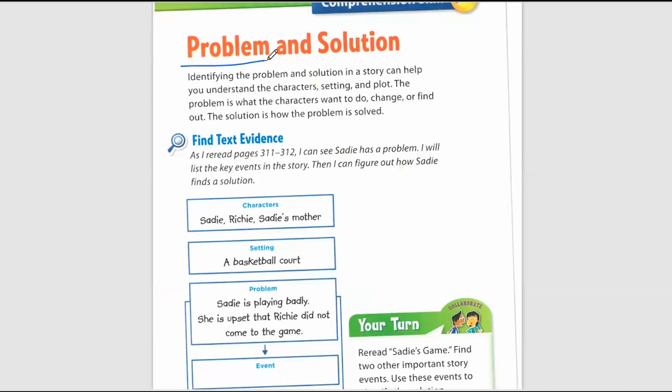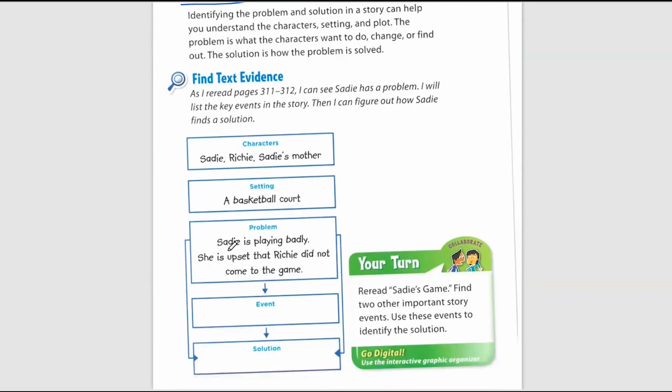Okay, next we have problem and solution. Solution simply means how to fix the problem that we are given. So identifying problems and solutions in a story helps us understand what's happening. It helps us understand the details of the characters, the setting, and the plot in a much easier way. So what we want to do is find out the problems that are occurring to the characters in the story, and then how they fix them.